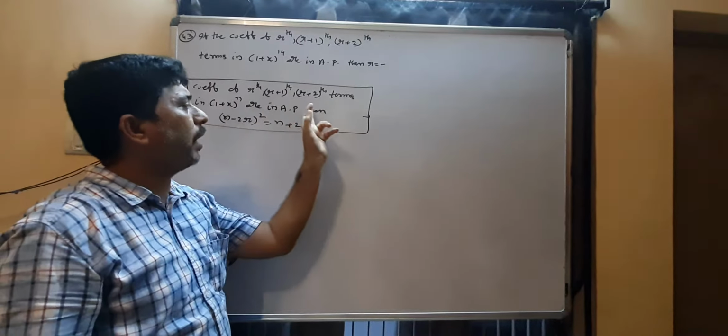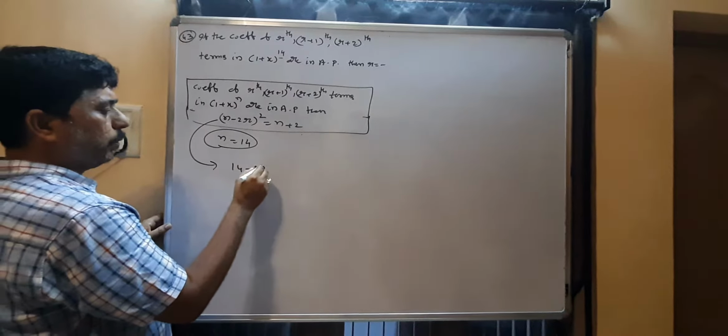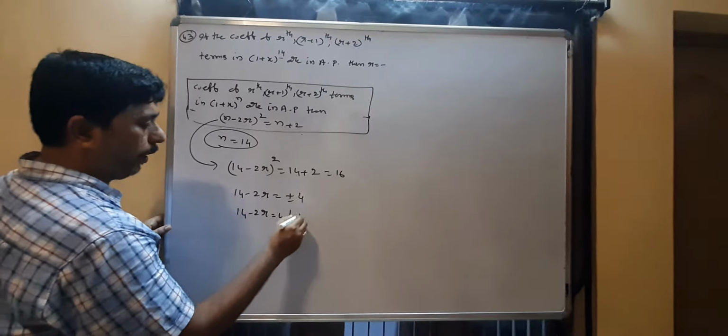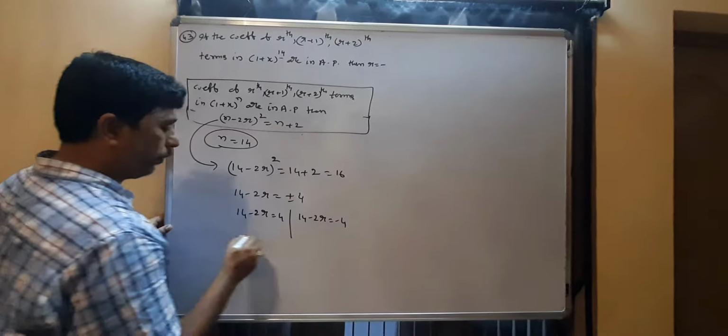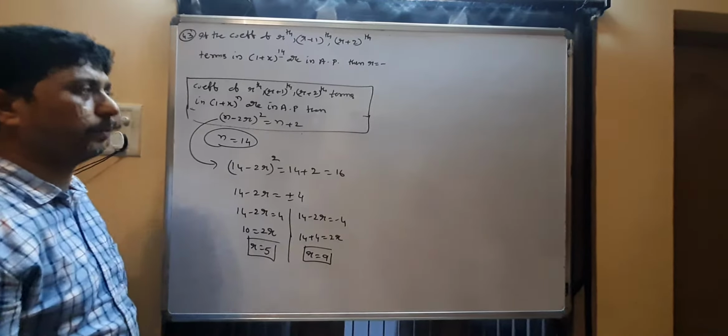In place of n, you have 14. So apply the formula: (14 − 2r)² = 14 + 2, that is 16. Remove the square on the left-hand side; on the right-hand side it becomes plus or minus 4. 14 − 2r = 4 and 14 − 2r = −4. Then 10 = 2r, r = 5. 14 + 4 = 2r, r = 18/2 = 9. So r = 5 or r = 9 is the answer.